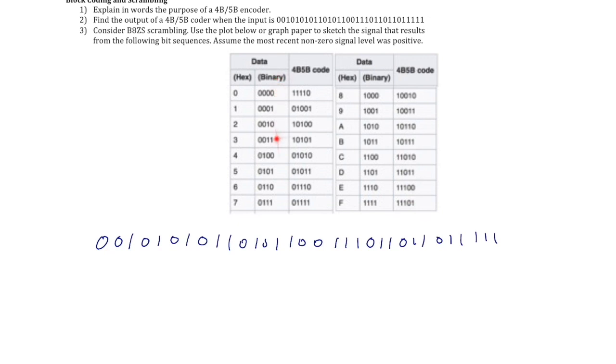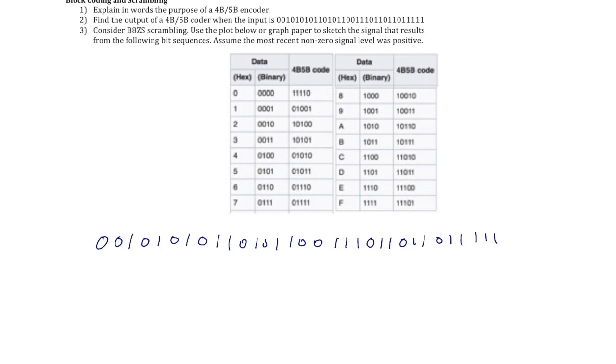And so there are 16 possible inputs, 2 to the 4th. There are 32 possible outputs, 2 to the 5th, but we're only using 16 of them here to encode data. And the idea is, well, number one, you can use this code to help detect errors, because only half of the possible output codes are used. If you get an output code that does not correspond to valid input data, then you know you might have an error in your reception of the data.